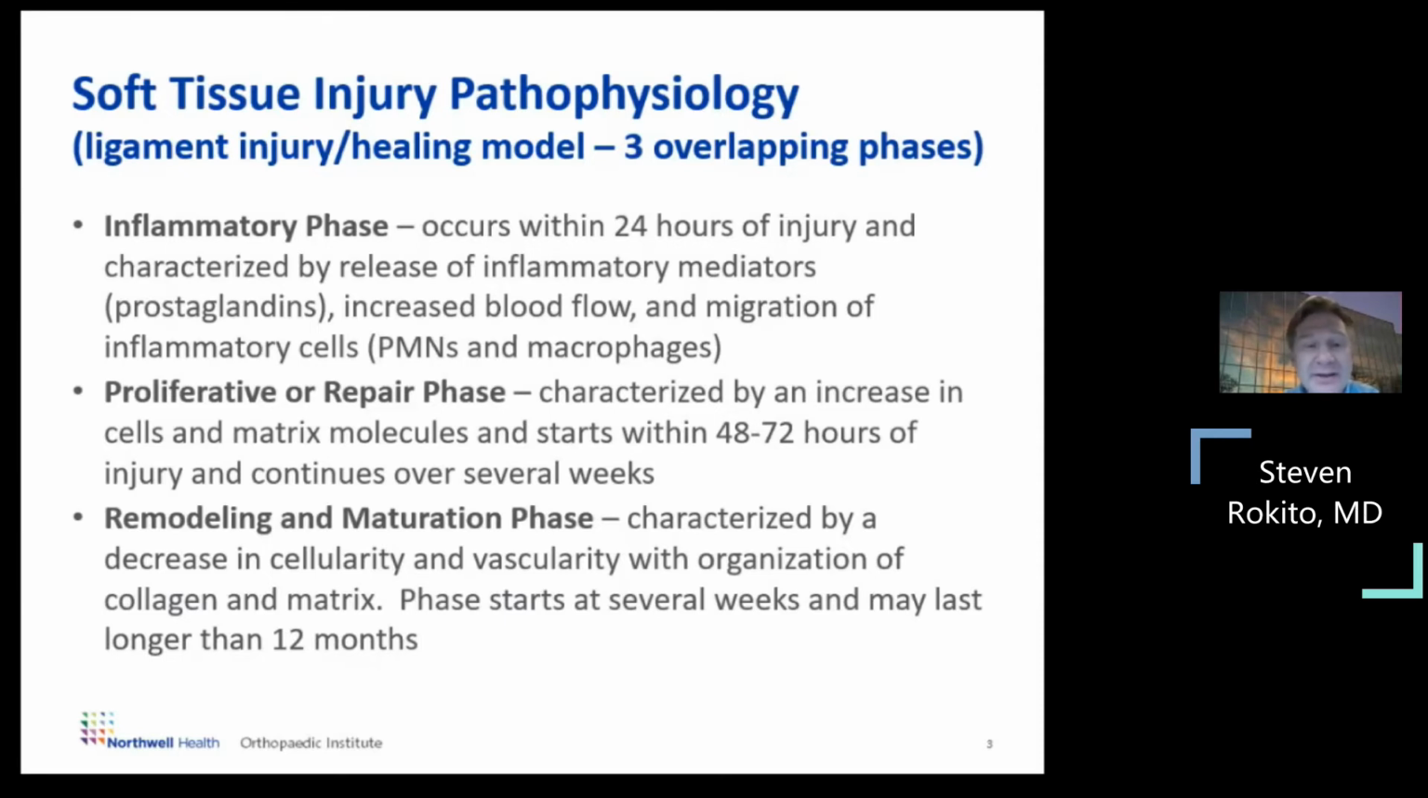The final phase is the remodeling and maturation phase, and this is characterized by a decrease in cellularity and vascularity with an organization of the tissue. This can begin at any time within several weeks after the injury and occur for up to a year.